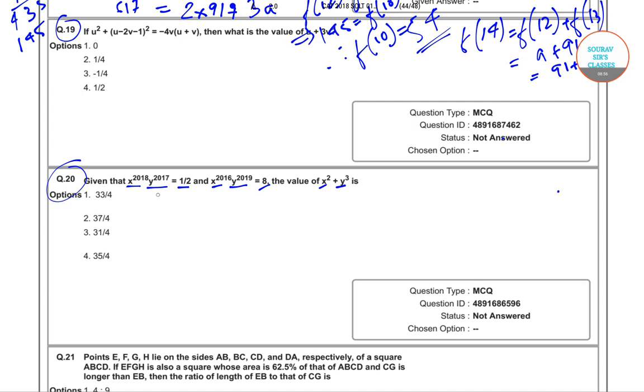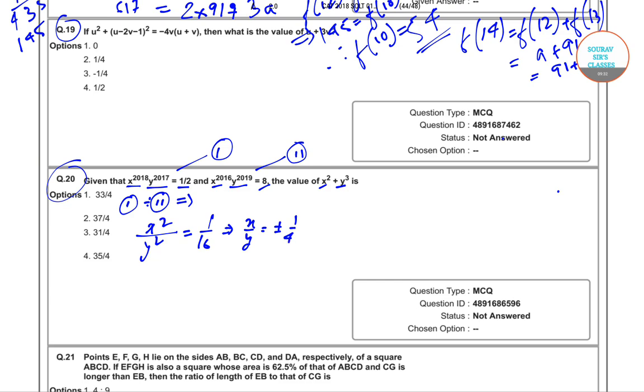So now if we take this as equation 1 and this as equation 2, then 1 divided by 2 will give us x to the power 2018 divided by x to the power 2016. So we have x square on top and y to the power 2017 divided by y to the power 2019. So we have y square in the denominator, and this will be equal to 1 by 2 divided by 8, which will be 1 by 16. So we get that x by y will be equal to plus minus 1 by 4.